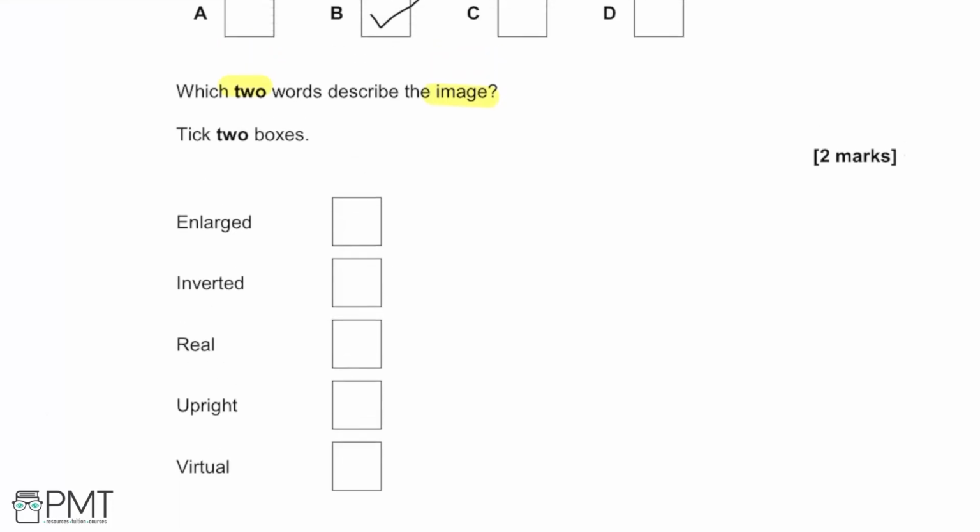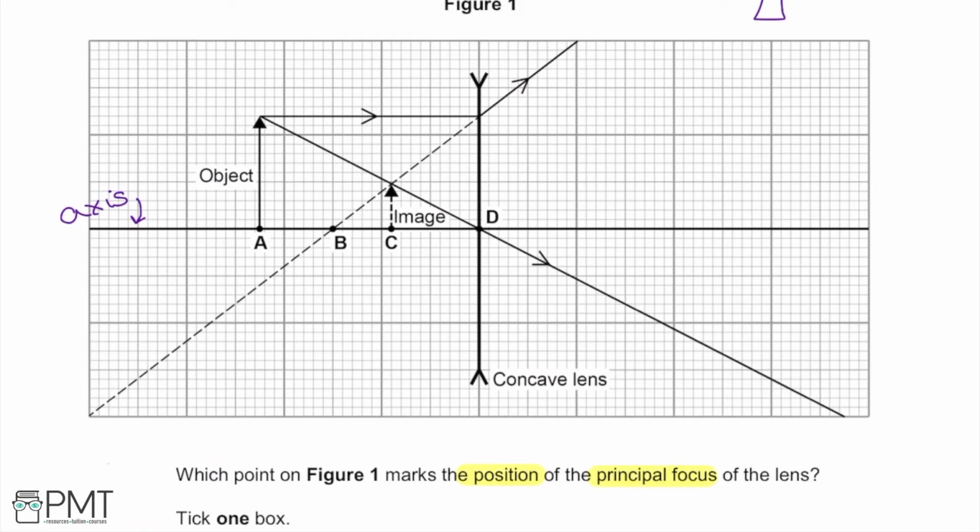An image is the point at which all the light rays from a certain point on an object, so we're using this point here at the top of the object, the point at which these light rays appear to come together. So we can see that these light rays from the object appear to come together at this point here where the image is. So if we trace this one back down here to where it meets this light ray, they're going to meet here where the image is.